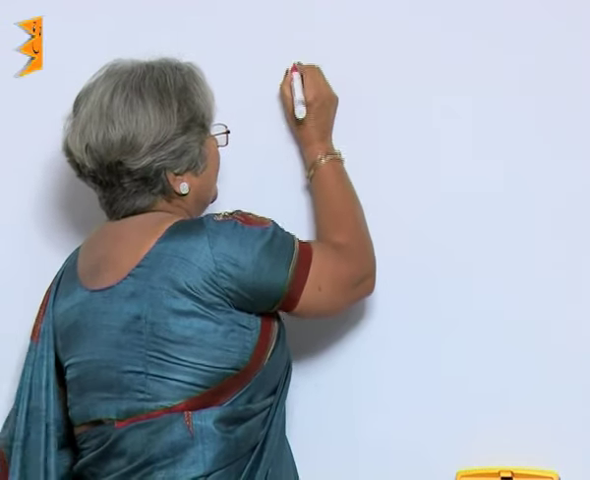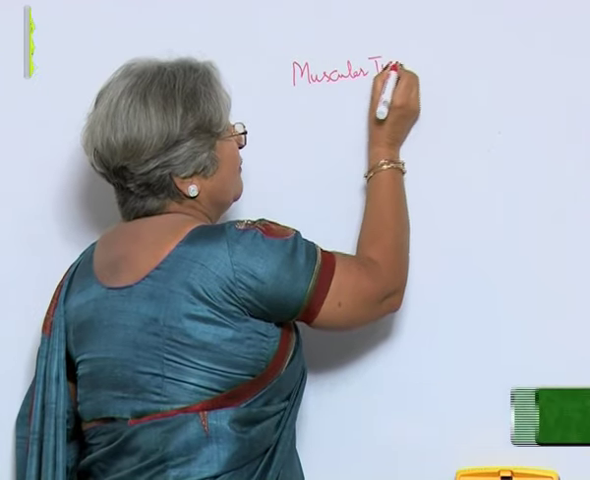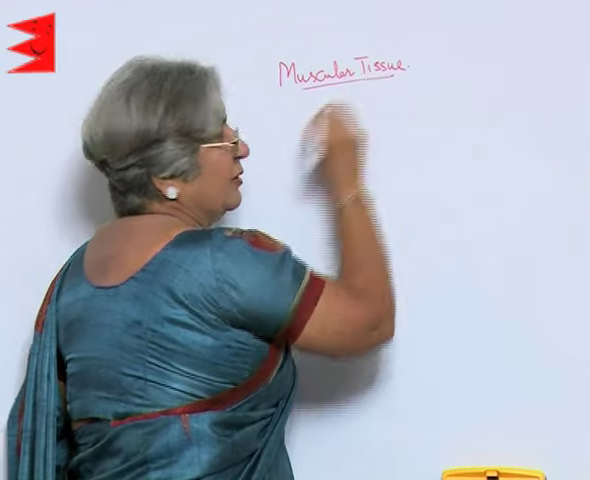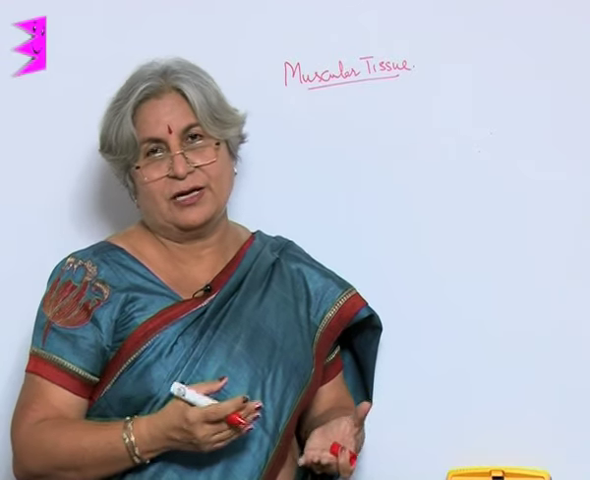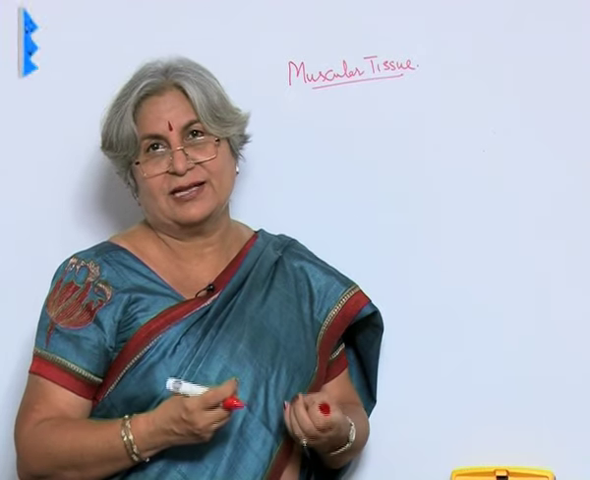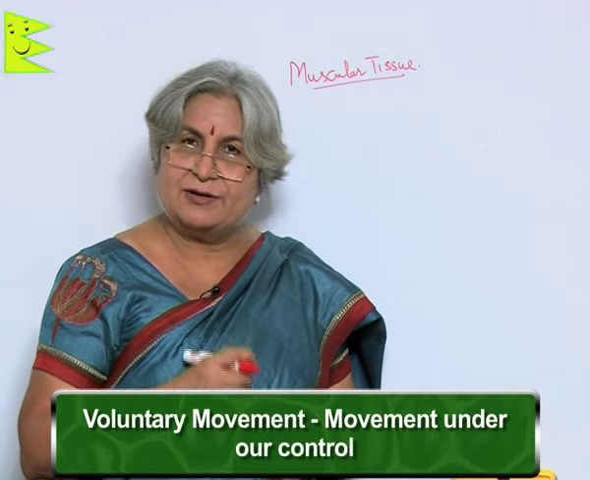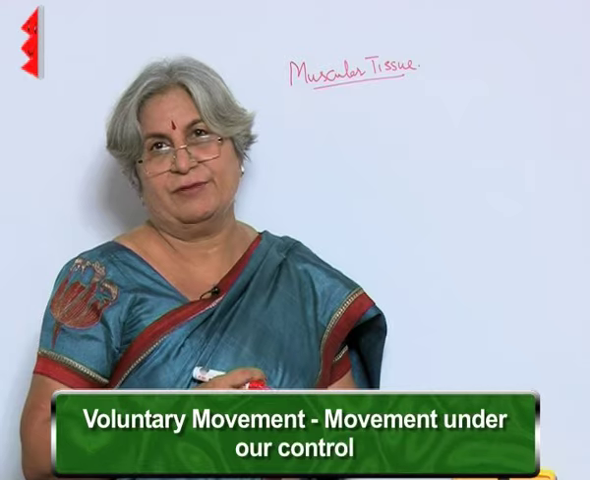There is a special type of tissue, the muscular tissue. Now, as I told you, there are some movements which are under our control, like movement of arms and legs, but there are some movements which are continuously taking place whether we want it or not. Heart will keep on beating, the organs of the digestive system will keep on moving, just as the lungs will. So, when the movement is under our control, it is called voluntary movement.